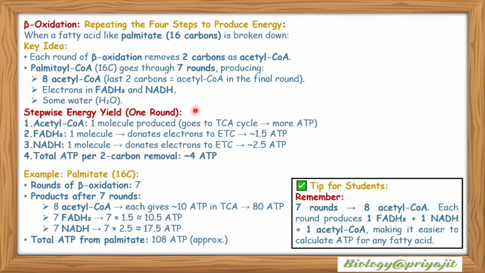Stepwise energy yield, that is 1 round. It will produce 1 molecule of acetyl-CoA, 1 molecule of FADH2, which will generate 1.5 moles of ATP, and 1 molecule of NADH will generate 2.5 moles of ATP. So total ATP per 2-carbon removal is 4 ATP. So in case of palmitate, 16 carbons, there are 7 rounds of beta oxidation producing 8 acetyl-CoA, so there would be 80 ATP, and 7 FADH2 is 10.5 ATP, and 7 NADH is equivalent to 17.5 ATP. So total ATP is 108 ATP produced from palmitate.